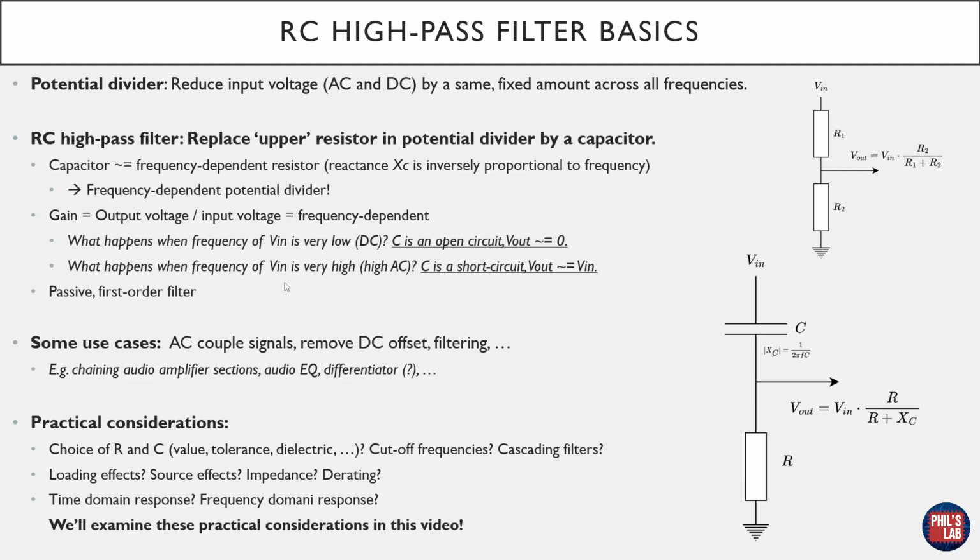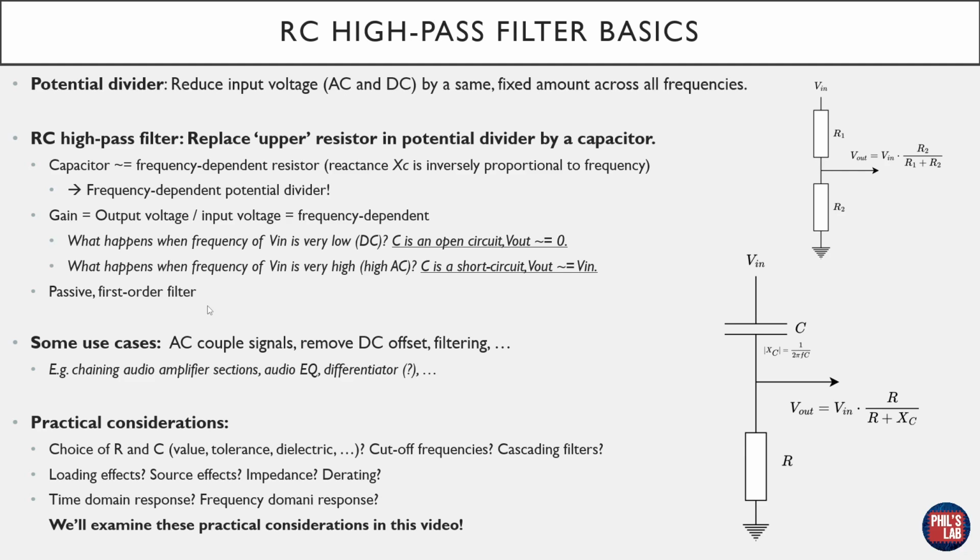Conversely, when the frequency of Vin is very high, so a high AC frequency, a high AC sine wave, C is effectively a short circuit, and the output voltage is pretty much equal to the input voltage. So already we can see this filter probably, as the name also suggests, lets high frequencies pass and blocks low frequencies close to DC. This is a passive first order filter, and there are variations of this, of course.